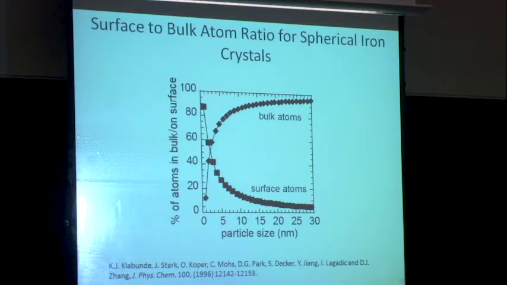Okay, and as I shrink the particle, what it looks like is that the particle's thermochemical characteristics as well as its physical characteristics start looking more like the surface atoms than the bulk atoms. And so here's an example of that for looking at spherical iron crystals. As I start to shrink the particle size, you can see the number of surface atoms starts to increase and the number of bulk atoms starts to decrease.